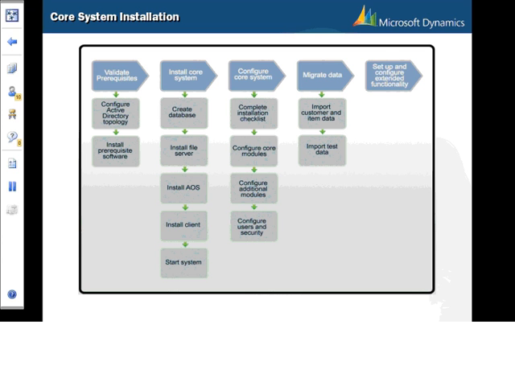So what is the application object server? An application object server, or AOS, is a Microsoft Windows service that controls communications among Microsoft Dynamics AX clients, databases, and applications. It can be installed on a single computer or on a cluster that uses Windows Network Load Balancing.